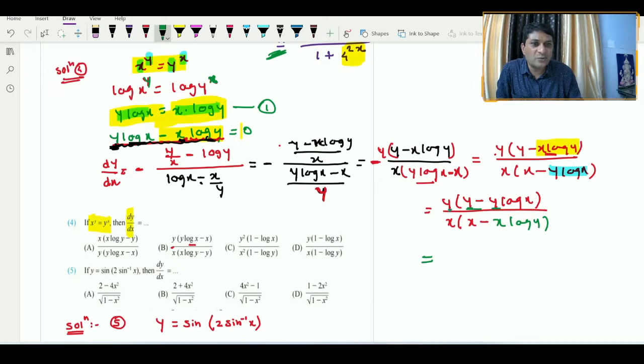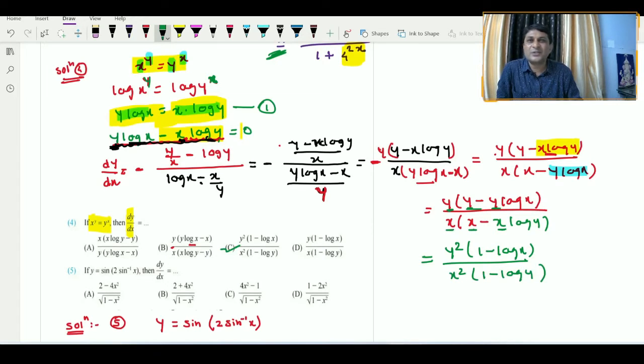y अगर कॉमन लिया तो ये y के साथ मल्टीप्लाई हो जाएगा, तो यहाँ पे मिलेगा y स्क्वायर और यहाँ पे बचेगा 1 माइनस log x. और डिनोमिनेटर में से अगर मैं x कॉमन लेता हूँ तो ये x इंटू x विल बिकम x स्क्वायर, और यहाँ पे मिलेगा 1 माइनस log y. Check that is it our required C option. So in this case C option is our correct derivative of the given function.